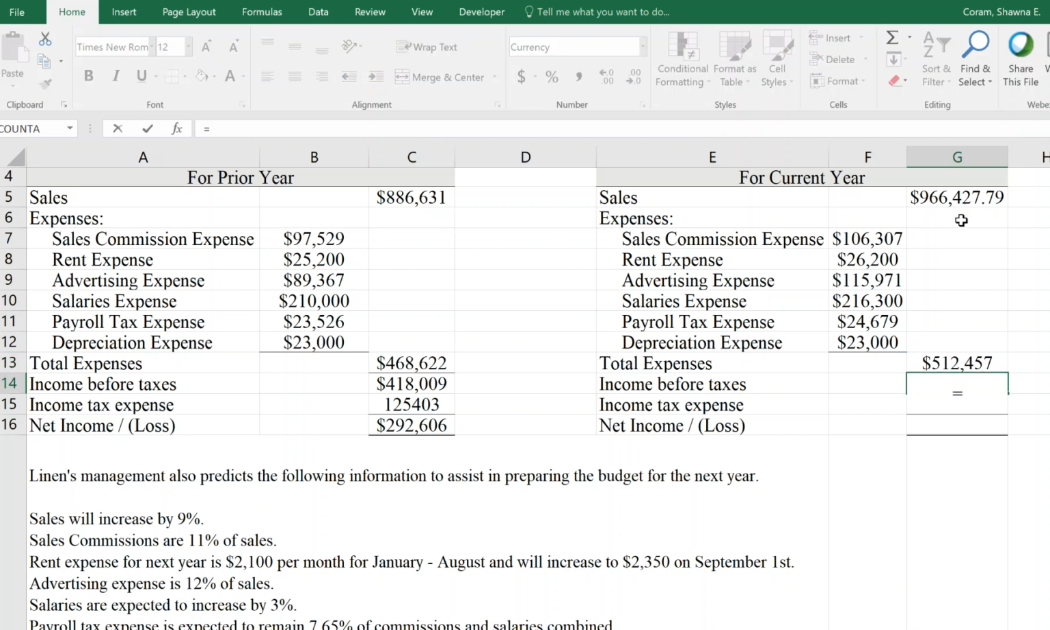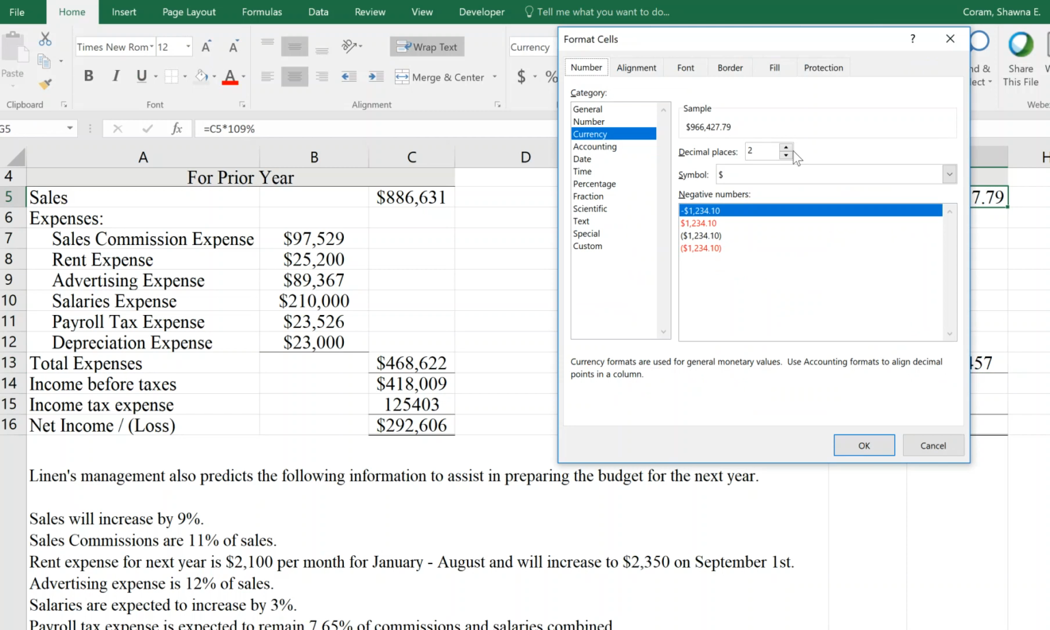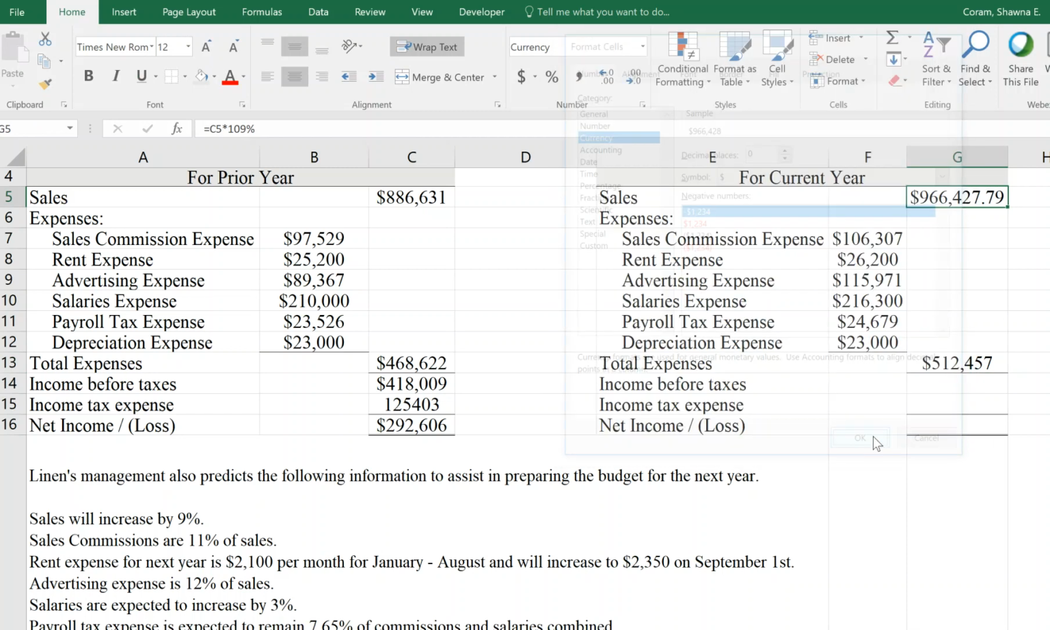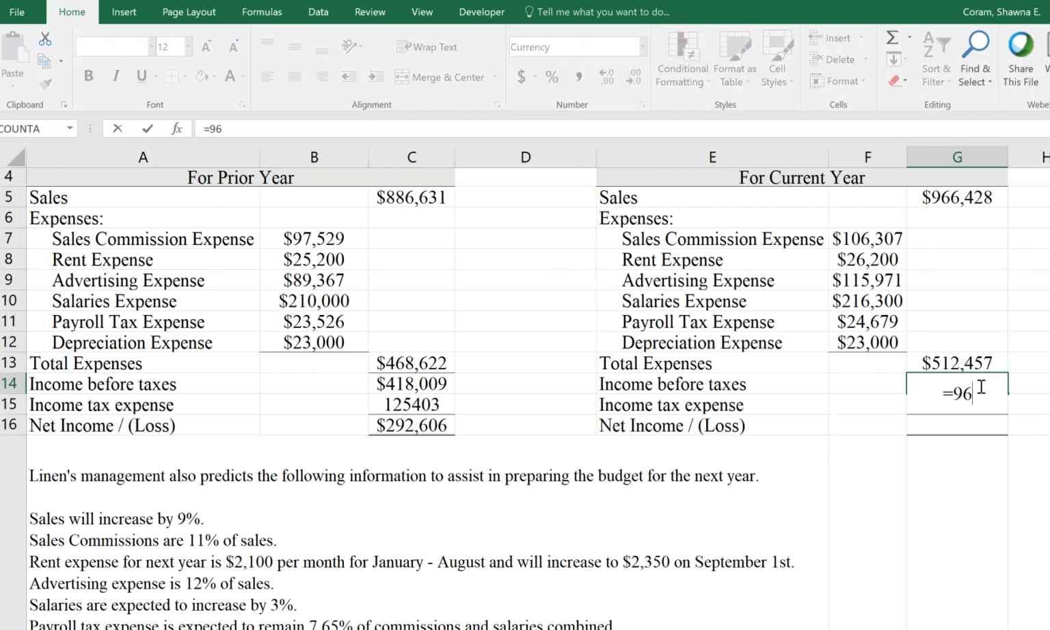Now we can take our sales number, which actually also should be rounded. So I can change that by clicking on my, take that number, 966,428, and subtract the 512,457 to get income before taxes of 453,971. My income tax expense then is 30% of my pre-tax income.